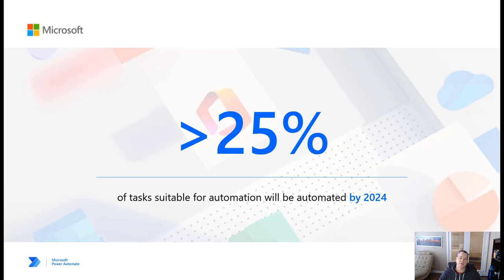Now, here's a study from Gartner back in September of 2020. And what it calls out is that more than 25% of suitable tasks for automation will be automated by 2024. So this is both good news and bad news. The good news is, there's a lot of people that are going to be focusing on automation. It creates a lot of opportunities for you, whether you're an employee of an organization or you're a consultant. But what this also means is that there's still, what happened to the other 75%? And so this just goes to show you that there are a lot of opportunities in this space.